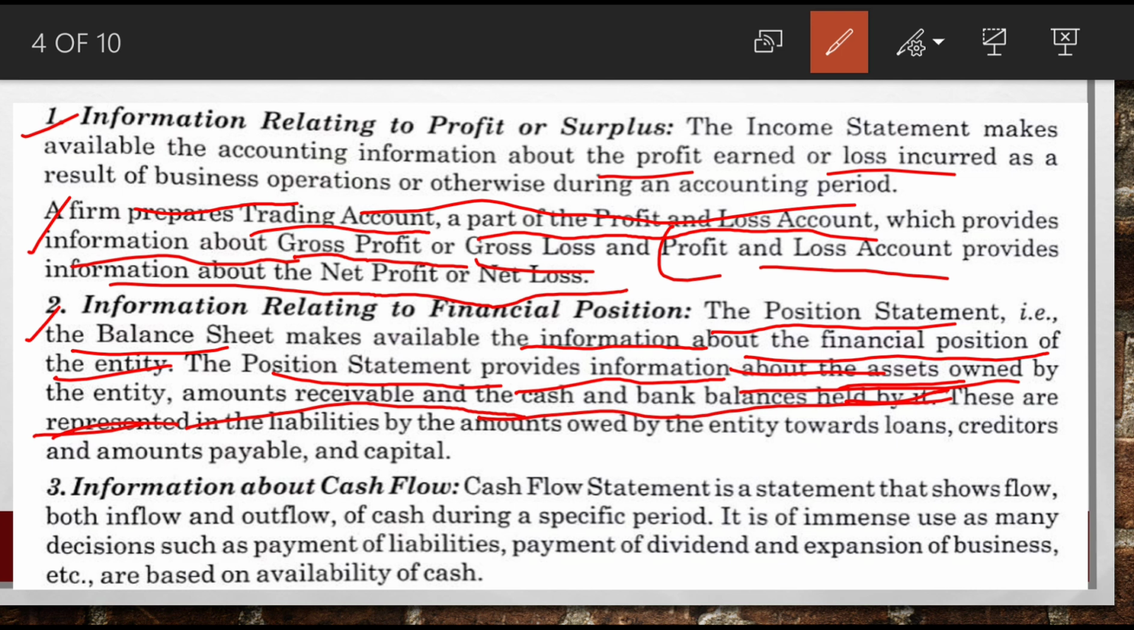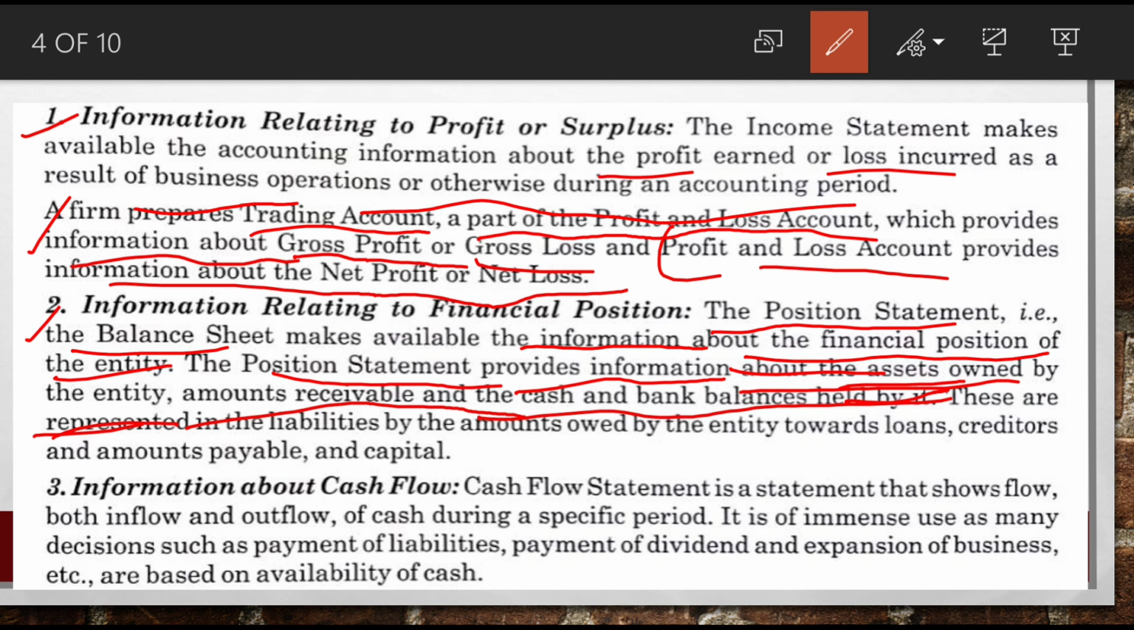With the help of this position statement, we can analyze more than two things. First, we can analyze the total assets we have. At the same time, we can analyze the cash position at the end of the period, what the real cash in our hand is. In the same way, we can analyze the total cash at bank. We can analyze all of this with the help of the balance sheet.